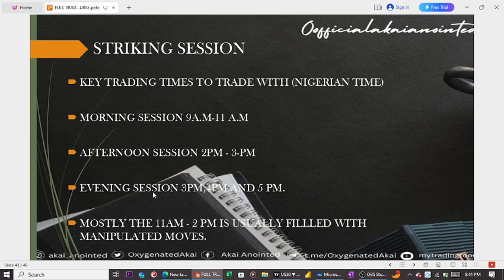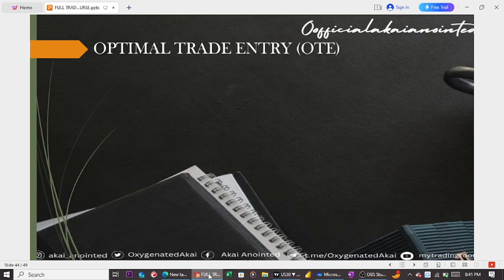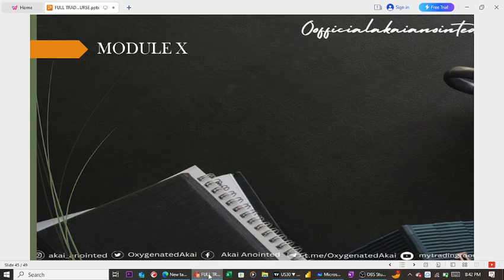To take, and you can also, in the evening or afternoon session, still look out for 3 p.m., 4 p.m., and 5 p.m. to still make trades. Like I said before, mostly the 11 to 2 p.m. is usually filled with manipulative moves, and that is what you need to know about.